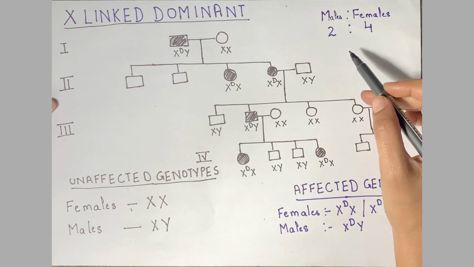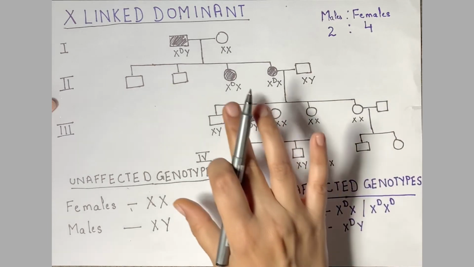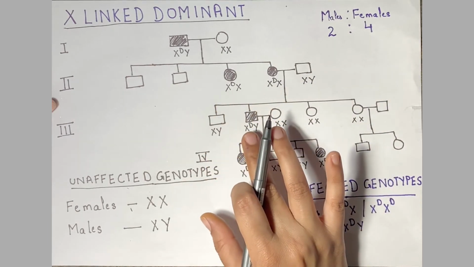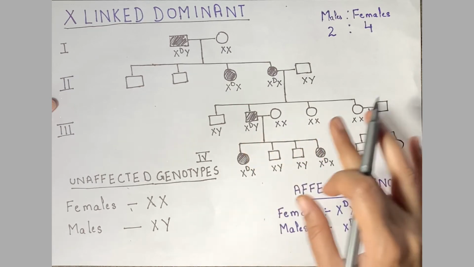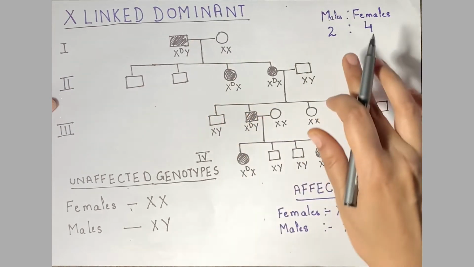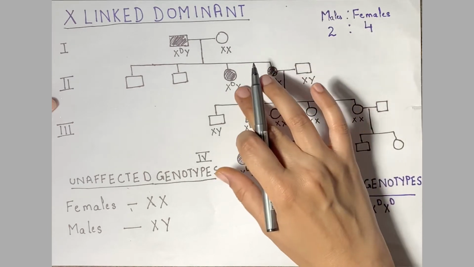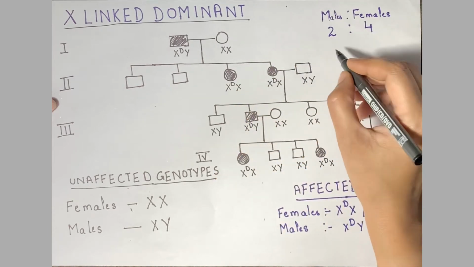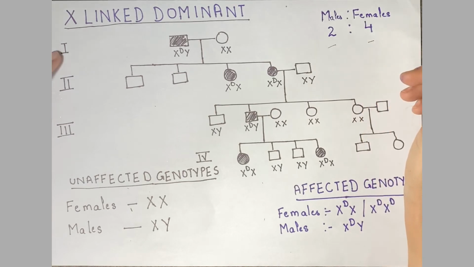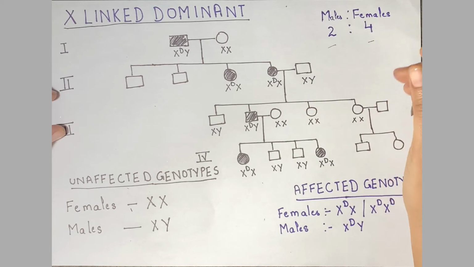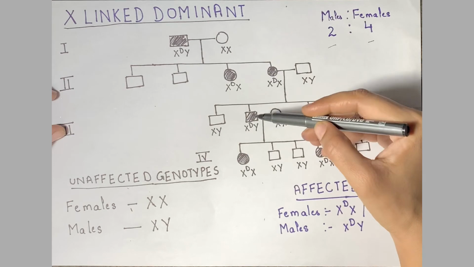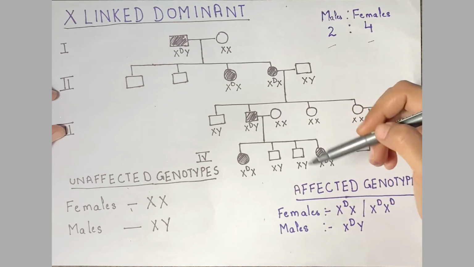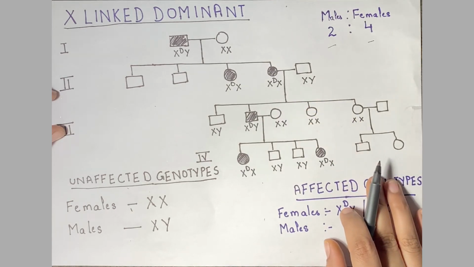This is a pedigree showing X-linked dominant mode of inheritance. In this pedigree, we find that more females than males are affected. Only 2 males are affected while 4 females are affected. There is no skipping of generation. We are able to find affected individuals in every generation.